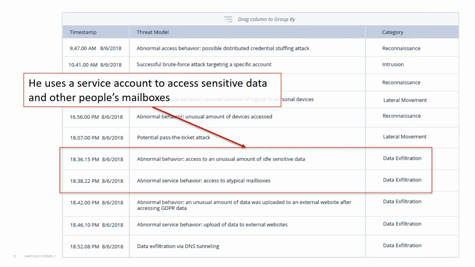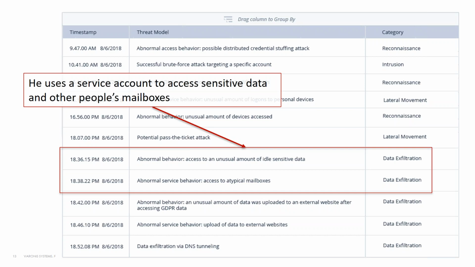Once we've classified that as sensitive information, we can then add that context into these alerts within our threat analytics. So what we're looking at here is an abnormal behavior, access to an unusual amount of idle sensitive data. So we've detected an account that's starting to touch sensitive data that they haven't touched for a long time, hence why it's idle to them. These could obviously be credit card information, or it could be health records in the case of the breach earlier. But this is the data that you really need to worry about.